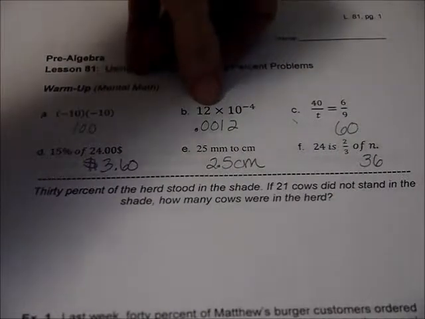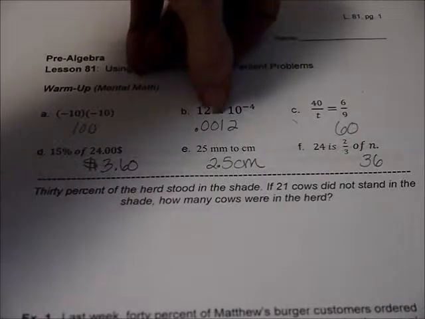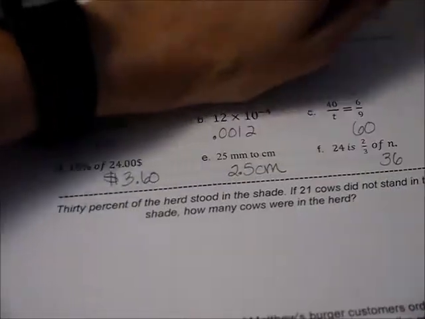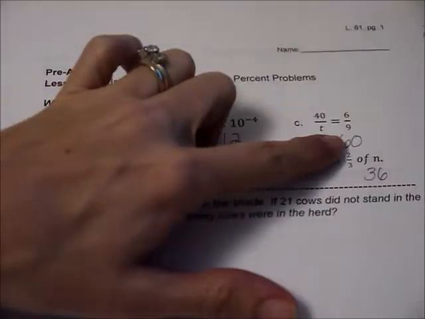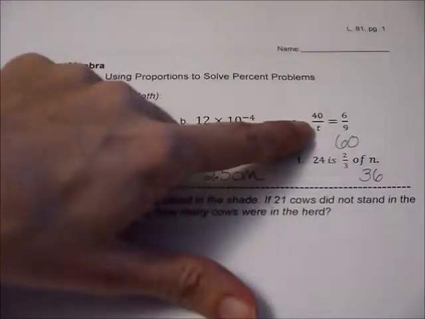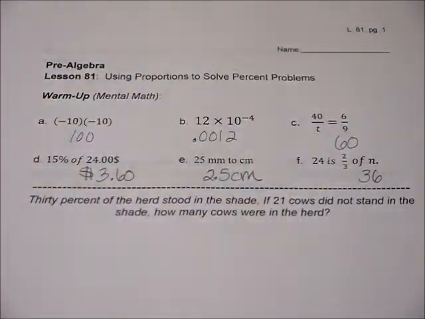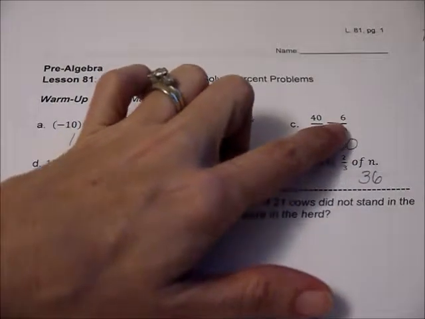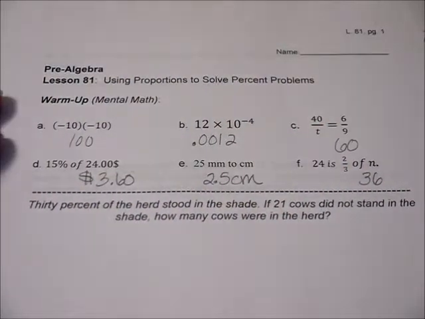This one, we're going to move the decimal that was after the 12 to the left 2 times. This one, another trick would be to do the cross product, 9 times 40 divided by 6, or 40 times 9 divided by 6 will give you the answer. So 40 times 9 is 360, 360 divided by 6 is 60.